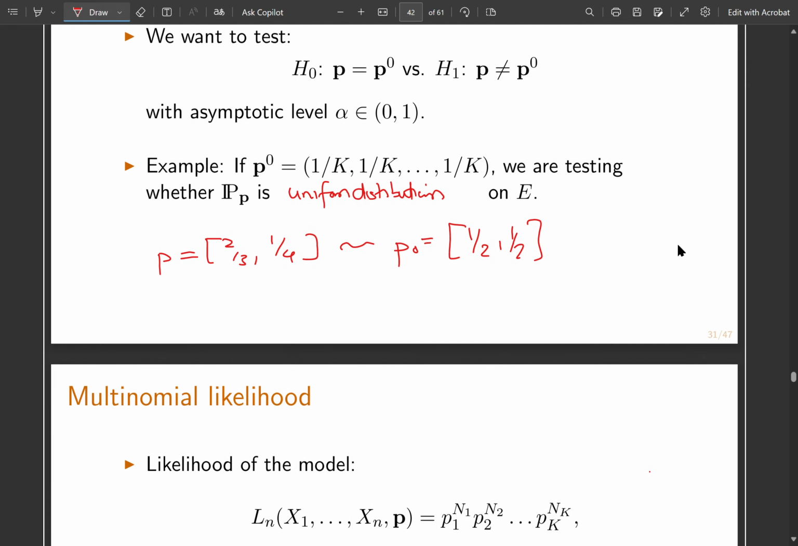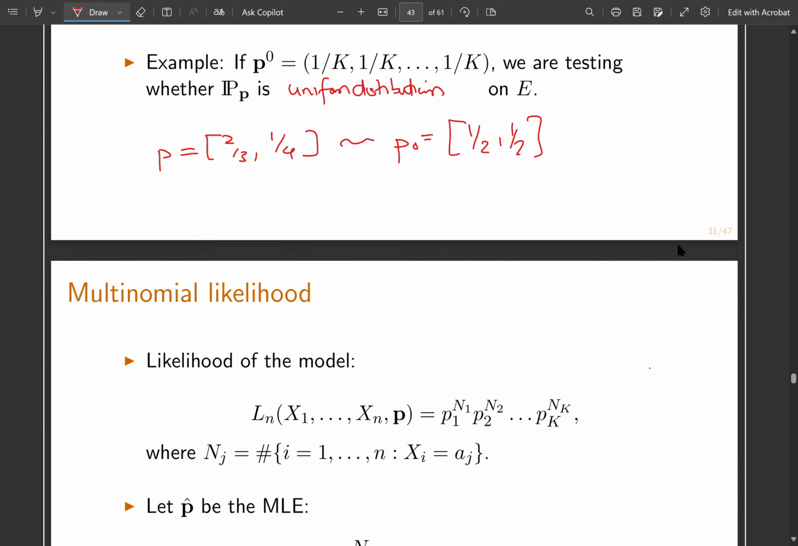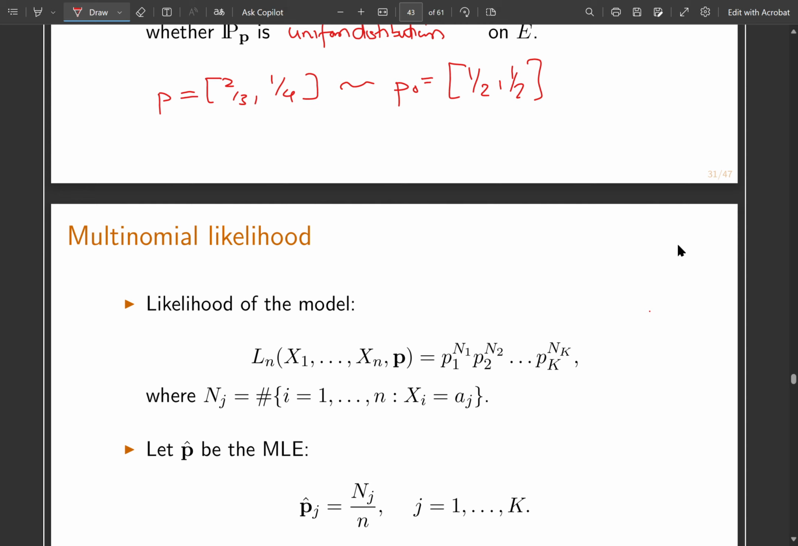or PMF of P. For that, we're going to use the likelihood test to compute the PMF. What I mean is, to test whether P is equal to P naught, we can use a likelihood test, and that likelihood test is called multinomial likelihood.